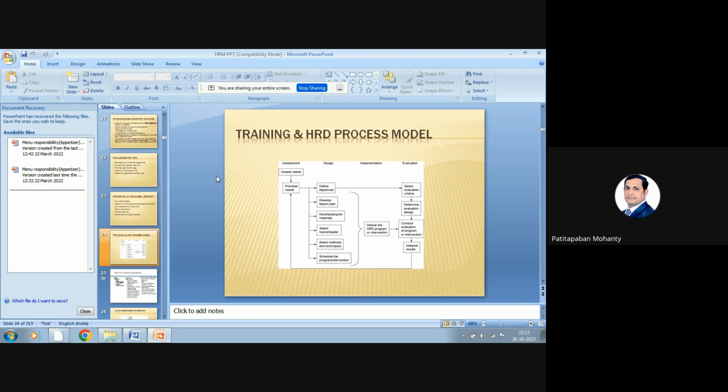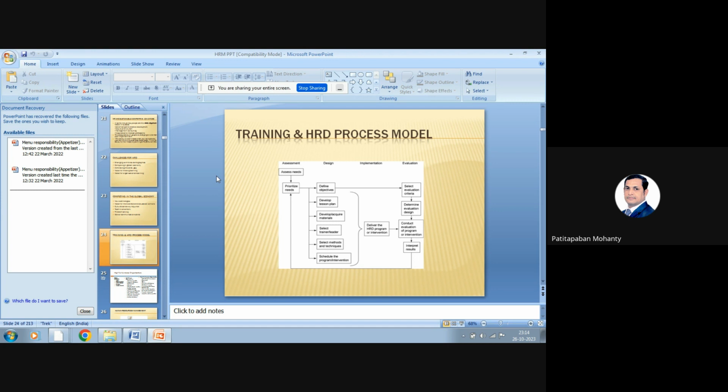We'll go to that slide later on. Then define objectives, then develop the lesson plan. That means I have two objectives in my mind. For example, the first objective is to investigate the level of food safety knowledge among street food hawkers. The second objective is whether the level of food safety is correlated with their education background or not. There are two objectives.